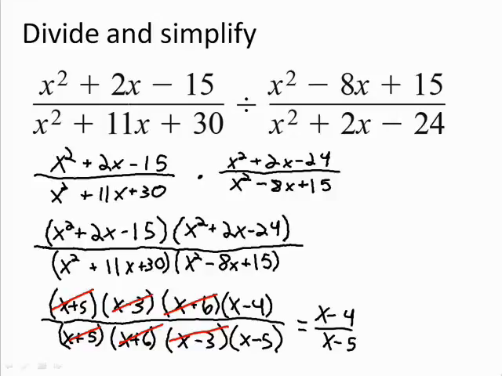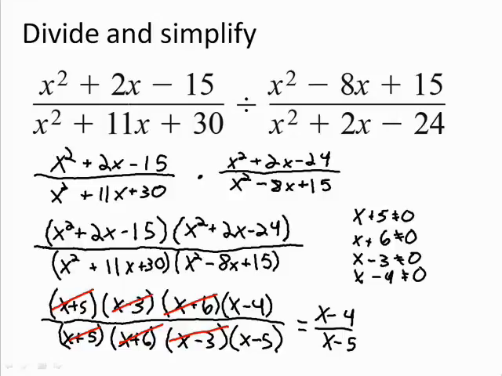This expression has to have the same domain as the original expression. There used to be an x minus 5, an x plus 6, and an x minus 3 in the denominator, so none of these factors can be equal to 0. In the very beginning, x squared plus 2x minus 24 was in the denominator, which is equal to x plus 6 times x minus 4. So neither of these factors can be equal to 0 either.